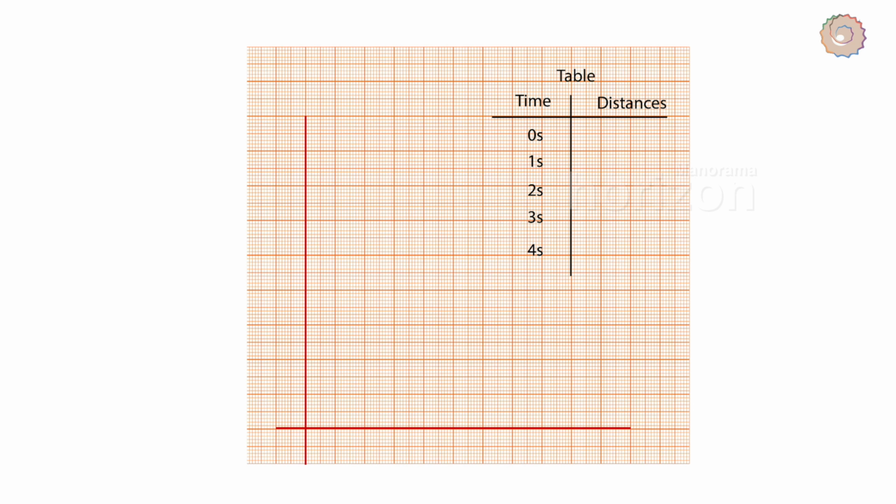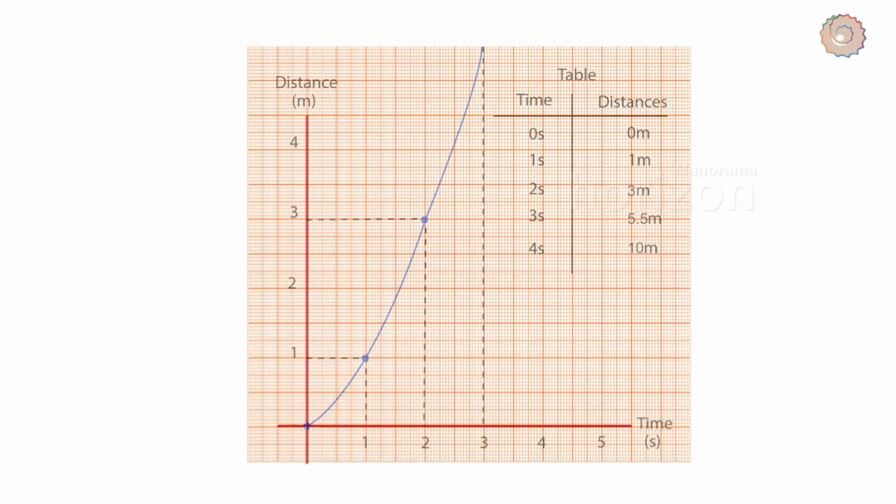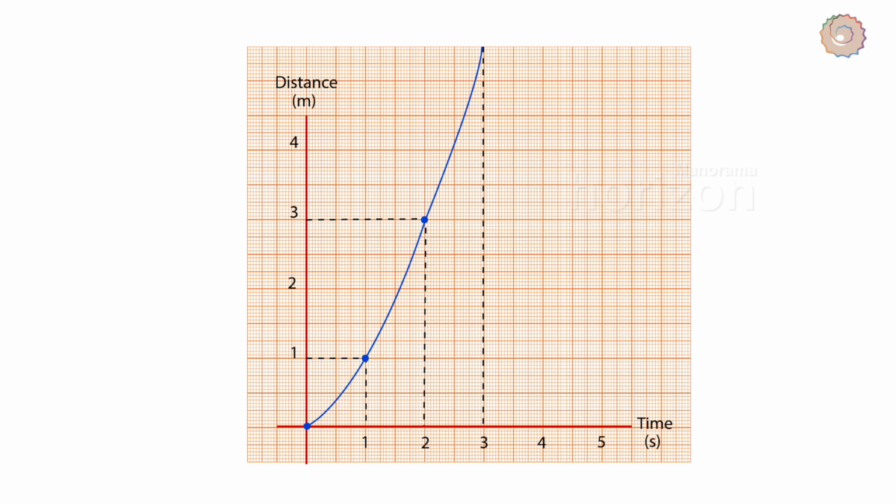Again, we construct a table. On one side, we have the various times of interval measurement, and on the other hand, we have the corresponding distances for these times. Again, we make the pairings. Again, we put these pairings on the graph, and we notice something interesting.